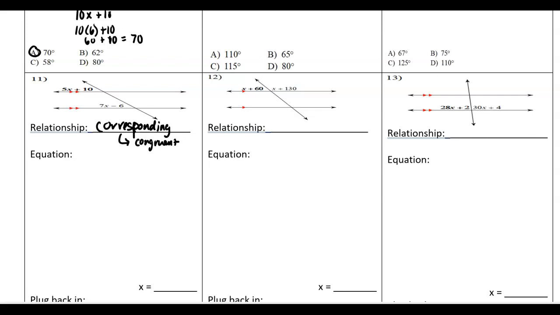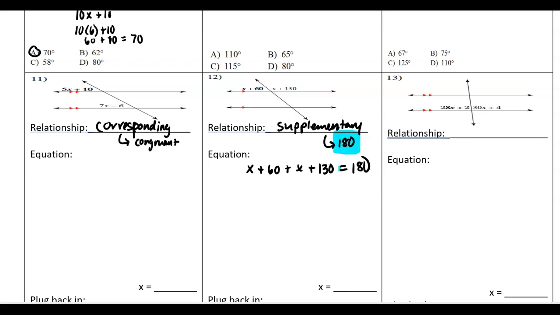Number 12, finally, we have a supplementary relationship. So we don't set them equal to each other. We set them equal to 180. So we're going to add them up together. So x plus 60 plus x plus 130 equals 180.